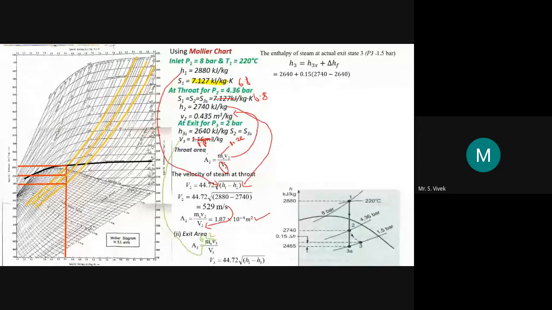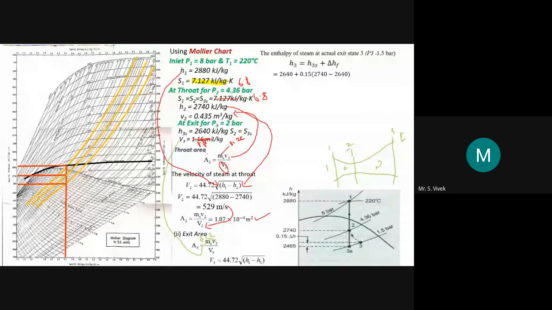This is the CD nozzle, and this is the entry, this is the throat, and this is the exit. This is the convergent portion, and this is the divergent portion. I named them 1, 2, and 3. So the divergent portion lies between 2 and 3.